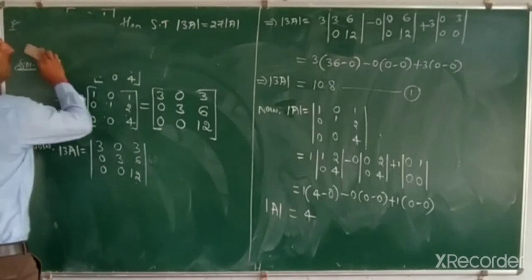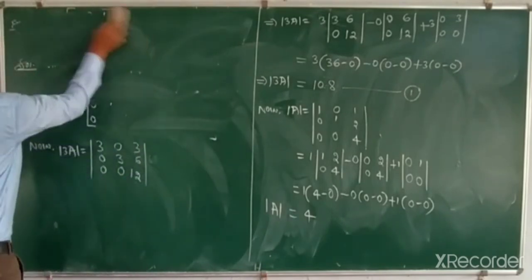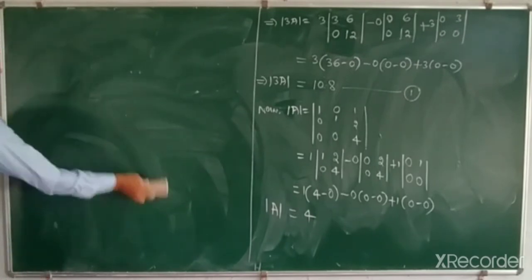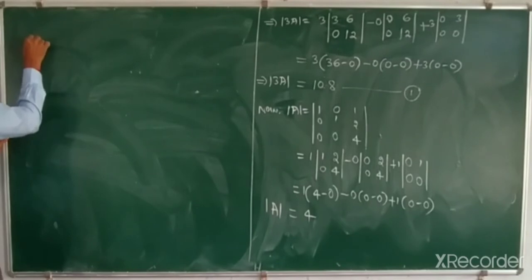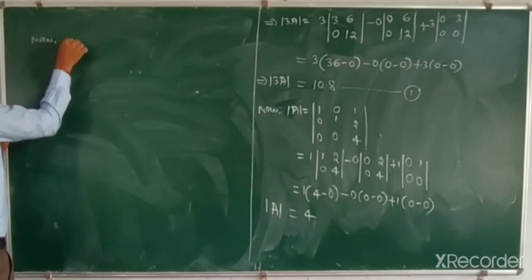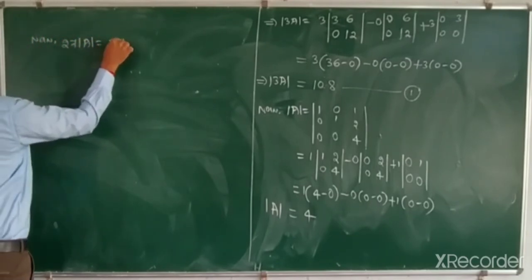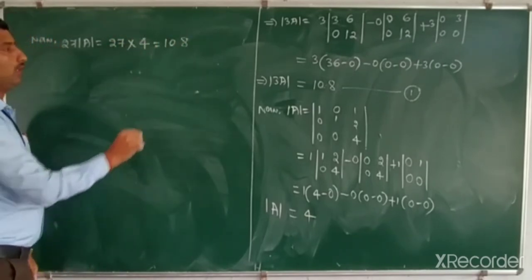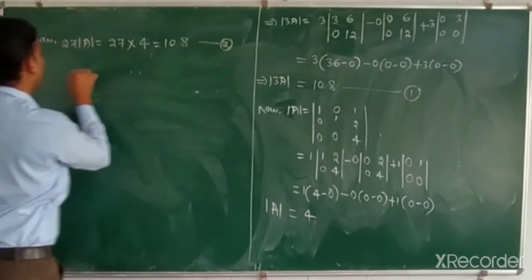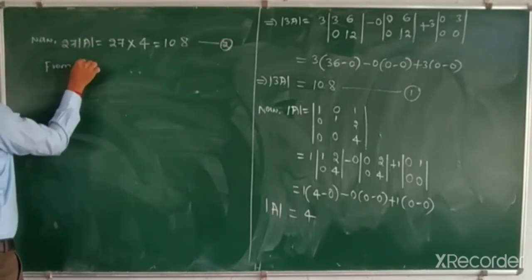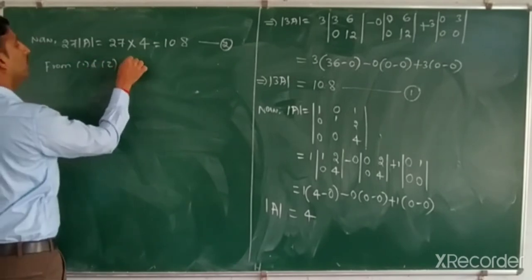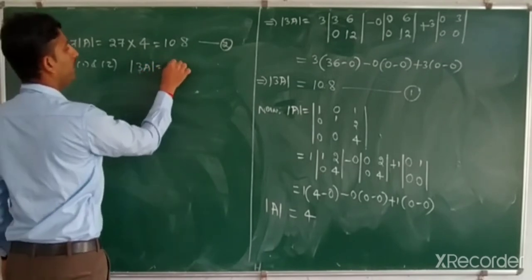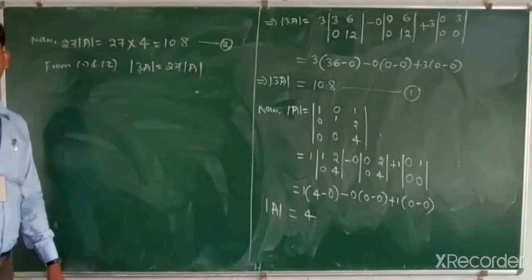Now what do you have to find out? 27 into determinant of A. 27 into determinant of A is 27 into 4, which is equal to 108. Call that equation number 2. From equations 1 and 2, determinant of 3A is equal to 27 into determinant of A.